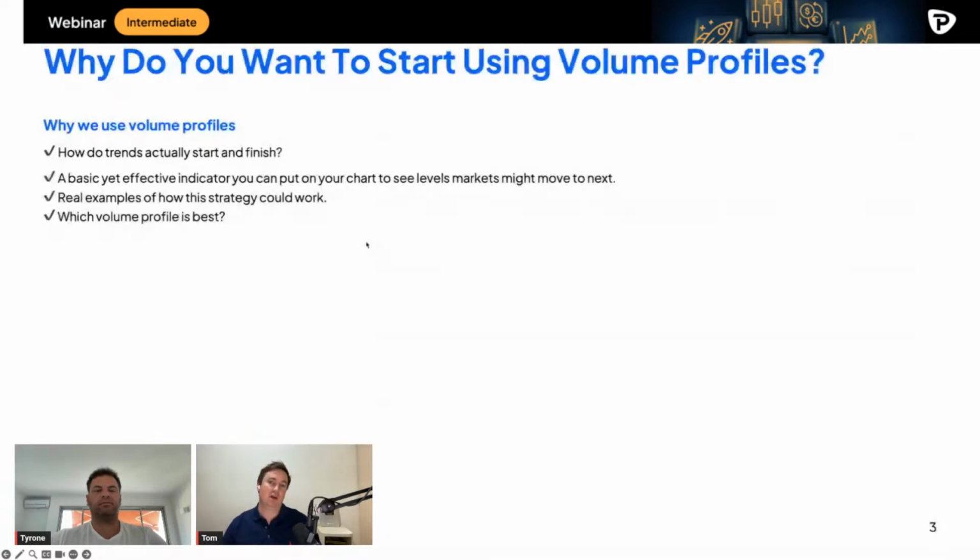Okay, so Ty, we always get asked the question, why do we even want to start using volume profiles? Why do we want to use it? When do we want to use it? And all of that. So how do trends actually start and finish is, I think, the biggest question that we need to be covering when we're talking about volume profile introductions. We also need to think about basic yet effective indicators in terms of how we can attach this with other tools. And of course, we want to look at some real examples. So we'll be doing all of that in the first section of today's video.